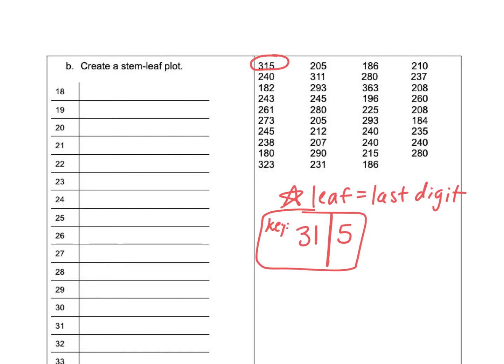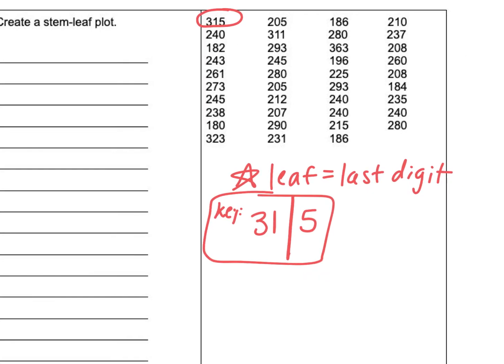So if you are making this and 31 is your stem and 5 is your leaf, that would be your key. You can pick any of the numbers, it doesn't matter. But you just got to pick one and make a key, okay? That is something that I will be grading you on, so make sure you have that on your quiz.